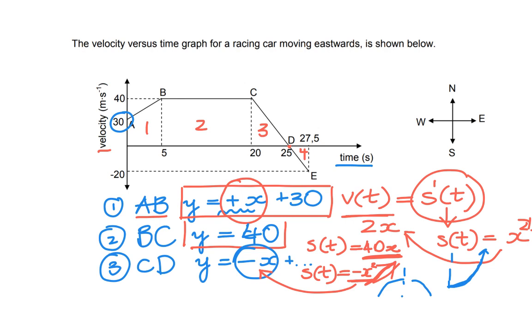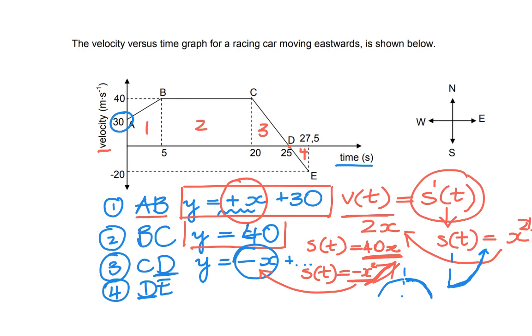And then the last section, section number 4, that's DE. So I know that here my object was stationary, velocity was 0, it had the x-cut, and I continue with a negative gradient, which means that we will continue with the arms down if I want the displacement time graph. What if I want acceleration time?